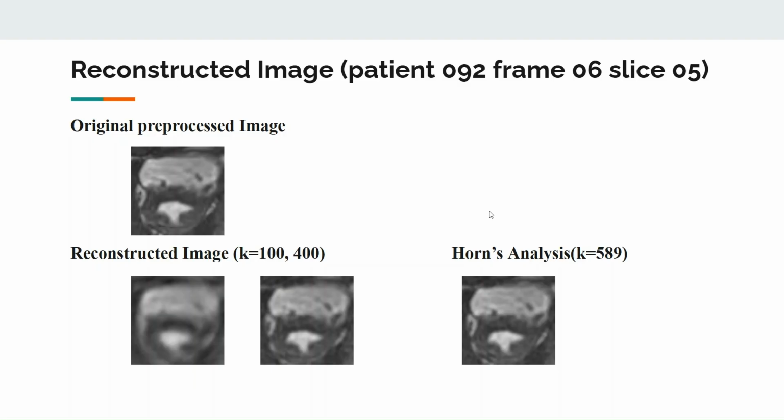There is another example. As shown in the images with 100 components, we can see that the edges and the intensity of the images are blurred, and the shape of the LV is not clear. However, the images become much clearer for K equals 400 and by Horn's analysis, which chose 589 components.